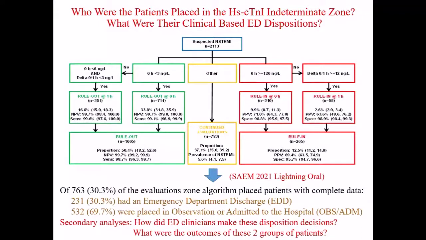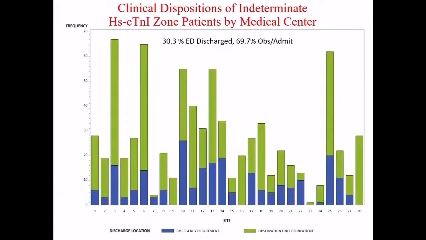In our study, 783 people were put in that zone. That's a significant number of people, about a third of the population that we studied. The first thing we looked at was how they were managed by clinicians. Remember, they didn't have the high sensitivity troponin. It varied by institution, which makes sense, that different places have different rates of you going home, staying, or being evaluated. Whether that's based on the patient population or the practice of those individual places, I'm not sure, but clearly it is quite different depending on what institution you go to.